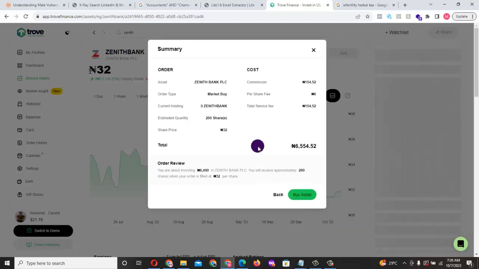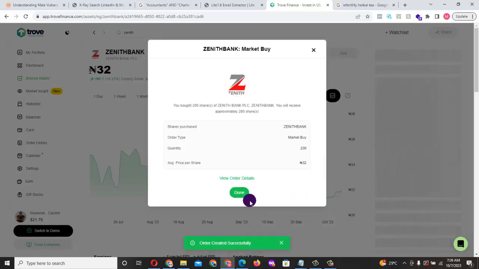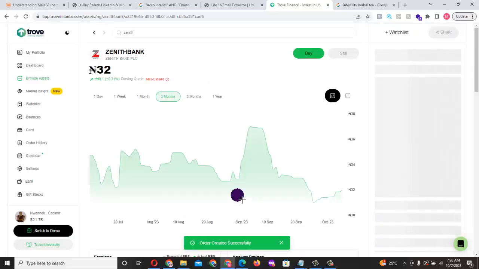And then I'll place the order. You can see Zenith Bank, they're going to charge me. How much are they charging me? They're charging me 154 naira 52 kobo. So go ahead, let me buy. Okay, good. I have just placed order for Zenith.